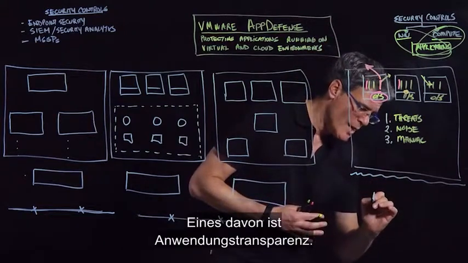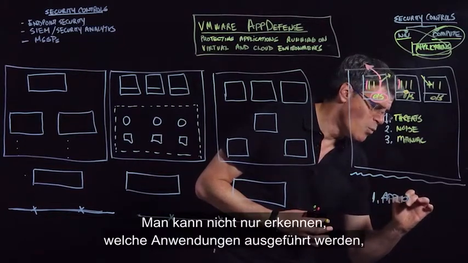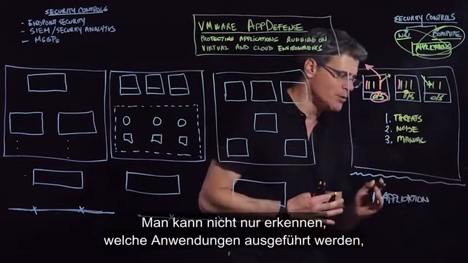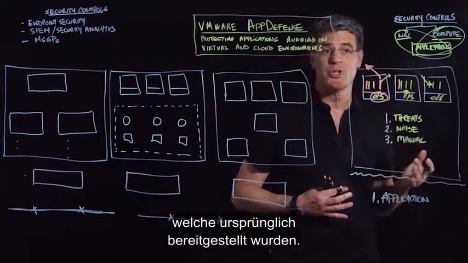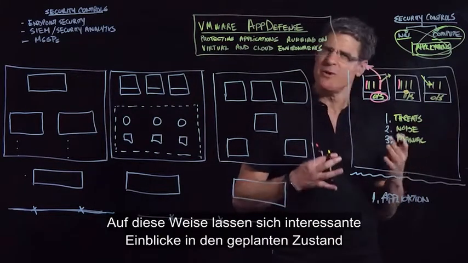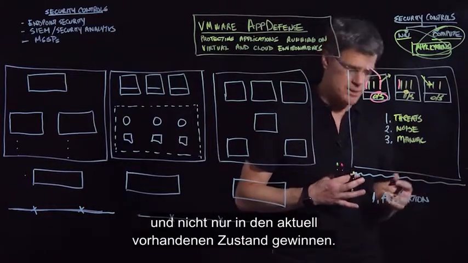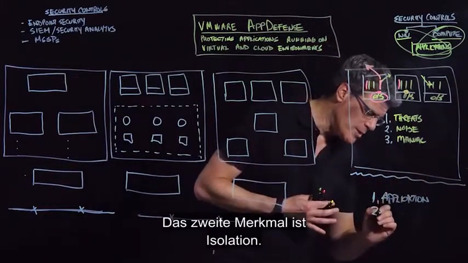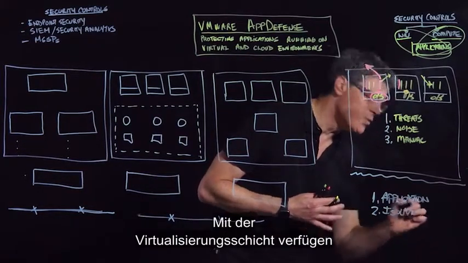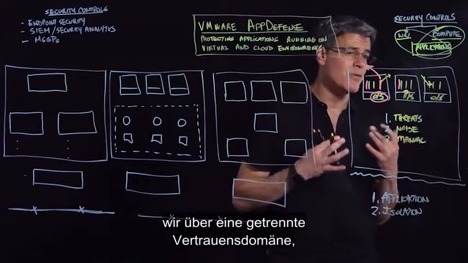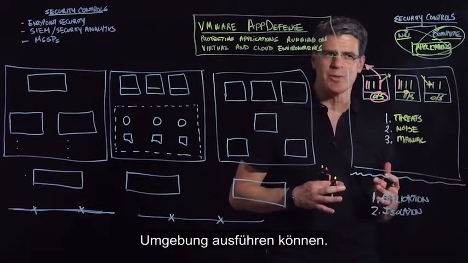And one of them has to do with application visibility. It's a wonderful place to be able to see not only what's running, but also what was provisioned there in the first place, which is a very unique perspective to understand what was supposed to be there rather than what is. The second unique property is isolation. The fact that with the virtualization layer, we have this separate trust domain from which we can do these kinds of operations from a protected environment.